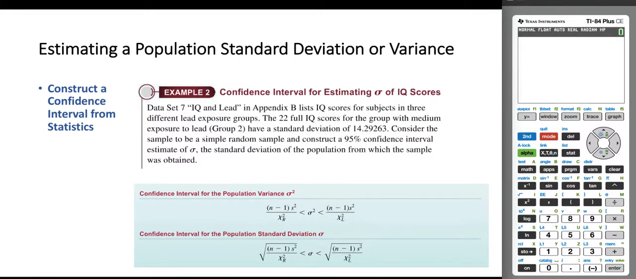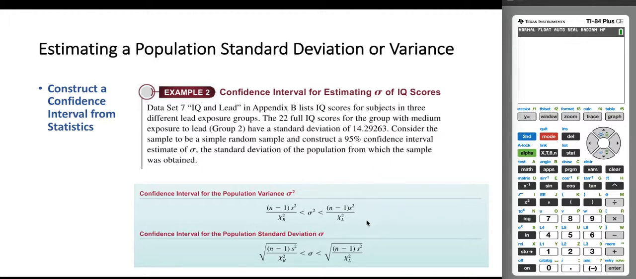And we're going to do that using statistics. So here's another example. From that data set, there's a list of IQ scores for subjects in 3 different lead exposure groups. The 22 full IQ scores for the group with medium exposure to lead, Group 2, have a standard deviation of 14.29263. Consider the sample to be a simple random sample and construct a 95% confidence interval estimate of sigma, the standard deviation of the population from which the sample was obtained.